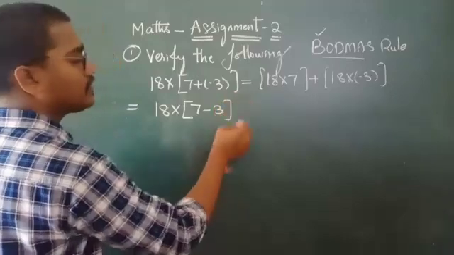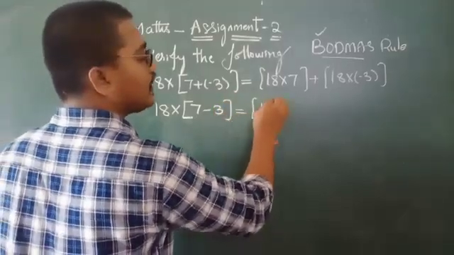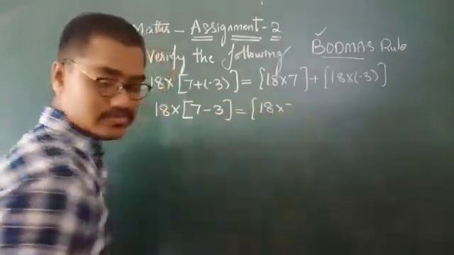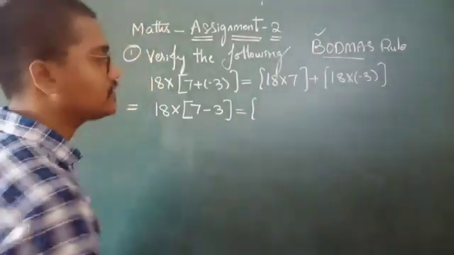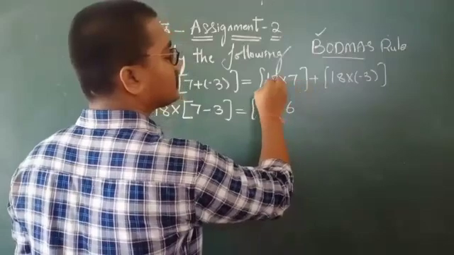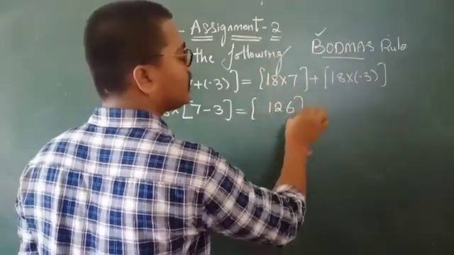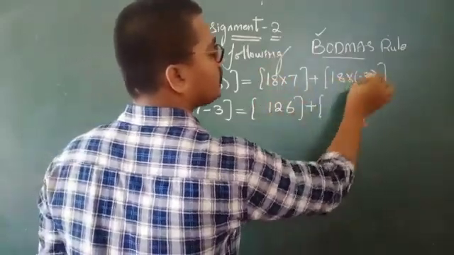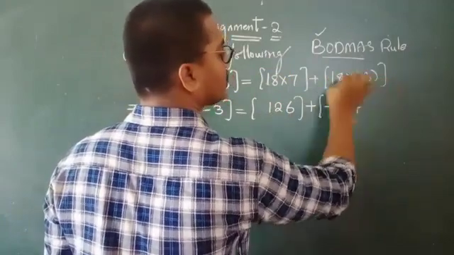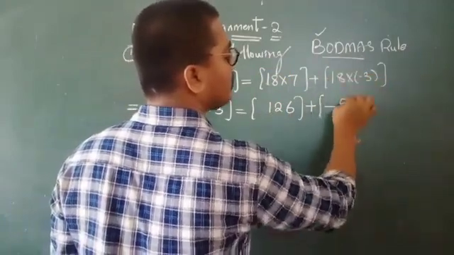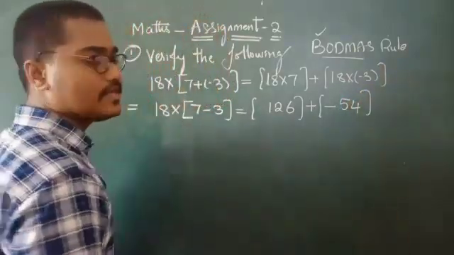So 18 into (7 plus of minus 3), close the bracket, is equal to 18 into 7. You just multiply 18 into 7 in the rough column. Okay, 18 7s, the 8 7s are 56, 7 1s are 7 plus 5 is 12, so 126. So 126 plus of 18 into minus 3. So plus into minus is nothing but minus. 8 3s are 24, 1 3 is 3 plus 2 is nothing but 54. So 18 3s are 54.